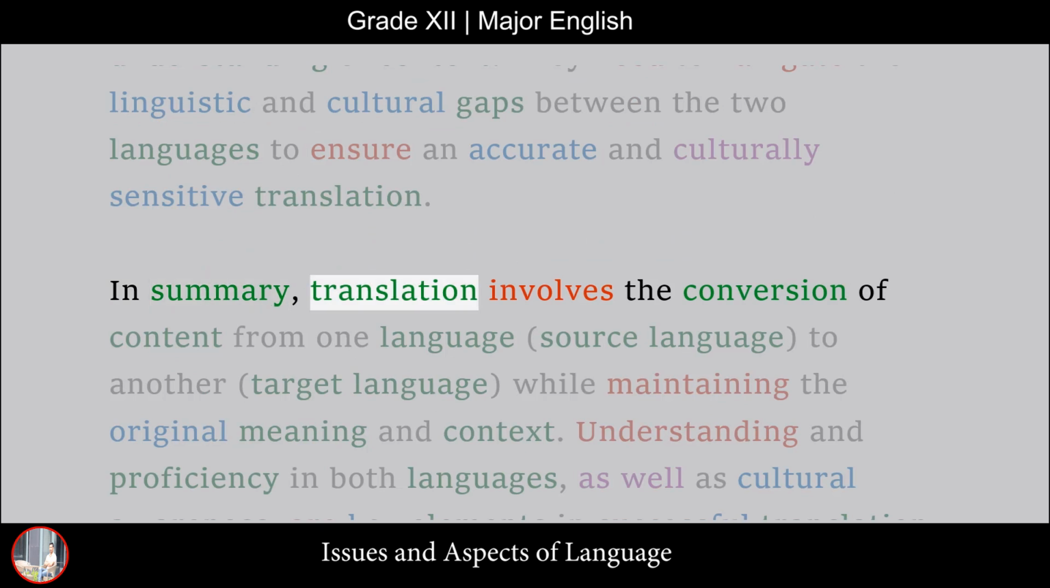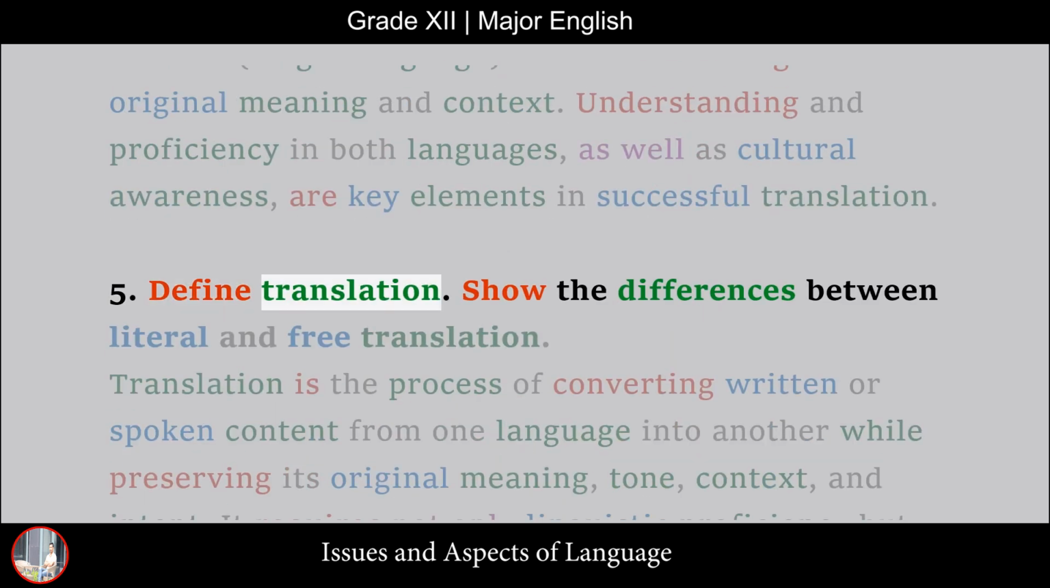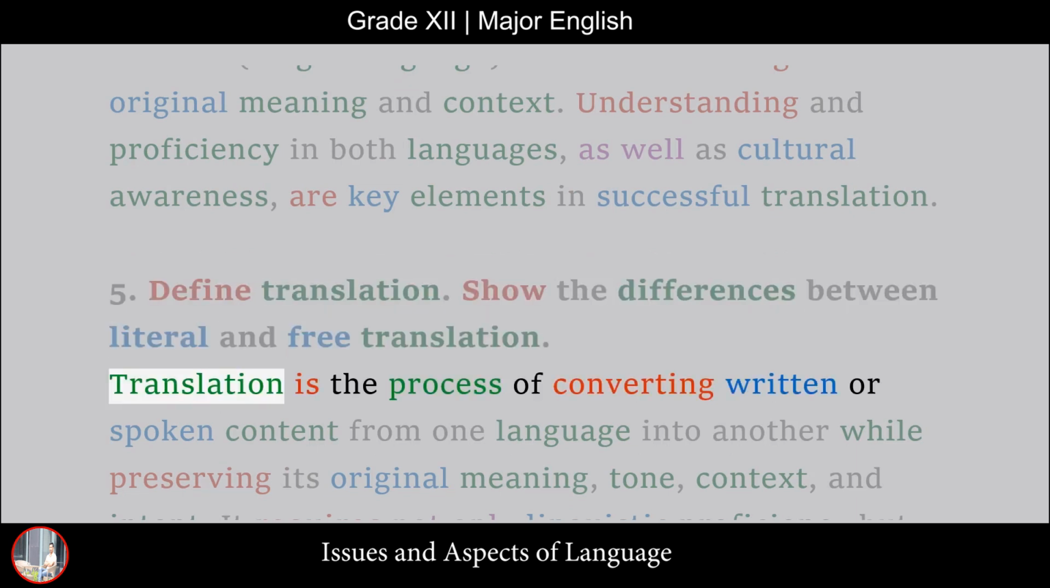In summary, translation involves the conversion of content from one language, source language, to another, target language, while maintaining the original meaning and context. Understanding and proficiency in both languages, as well as cultural awareness, are key elements in successful translation. 5. Define translation. Show the differences between literal and free translation.